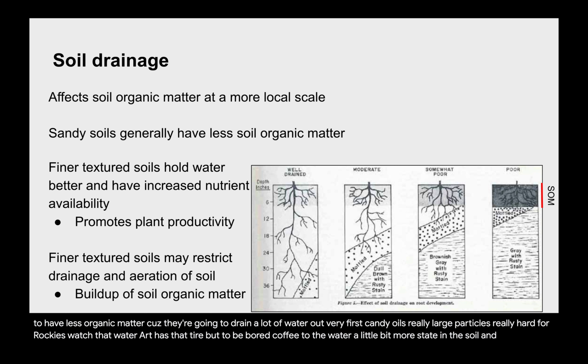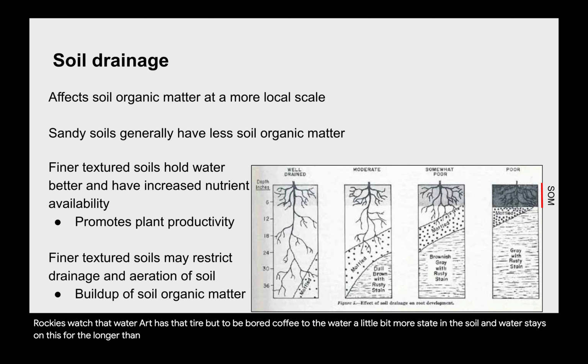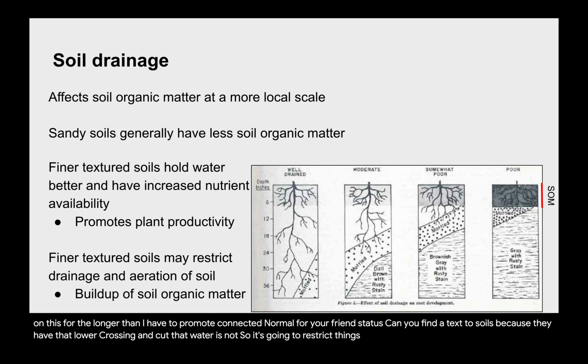And when water stays in the soil longer, it's going to promote plant productivity. So water is available for those plants because it's sticking around. And these finer textured soils, because they have that lower porosity, and because that water is not leaving, have a lower drainage. So it's going to restrict drainage, and it's going to lead to the buildup of organic matter.